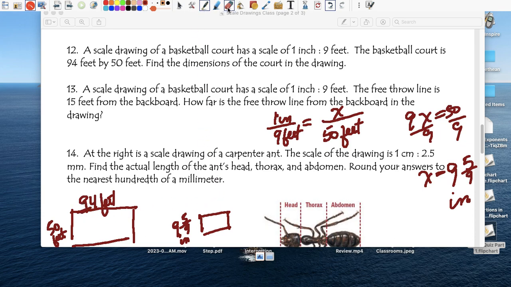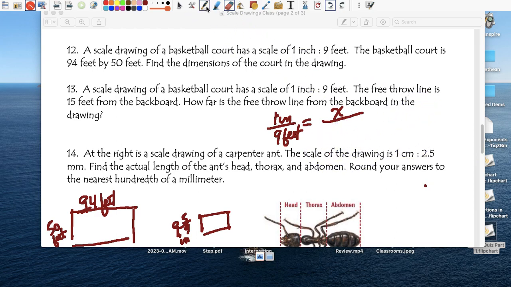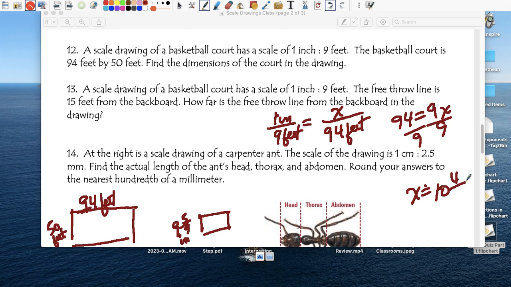What would 94 feet be in your drawing? Again, cross multiply. You get 94, and then 9 times x is 9x. Divide both sides by 9. It equals 10.44, or we can say 10 and 4/9 of an inch. And that would be what we use in your drawing.